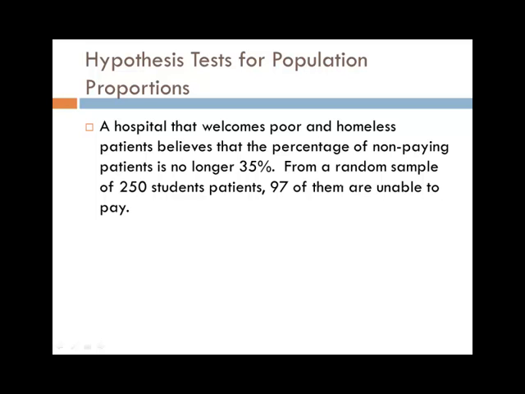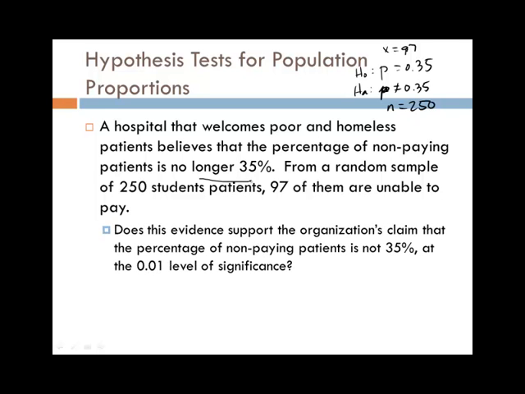A hospital that welcomes poor and homeless patients believes that the percentage of non-paying patients is no longer 35%. No longer equal to would be not equal to. That's a proportion, 35%. That's the alternative. So the null hypothesis would be equal to 35%. From a random sample, 97 of them are unable to pay, for a total of 250 on the sample size.